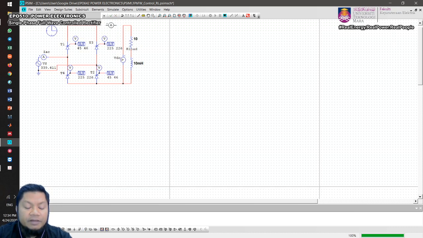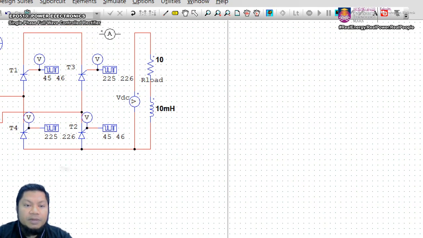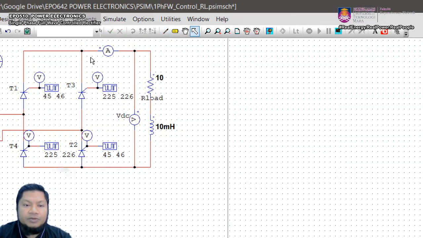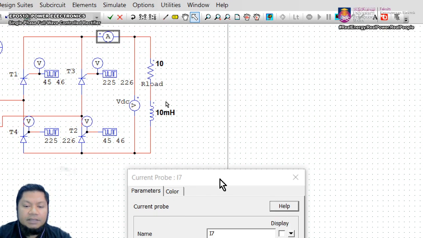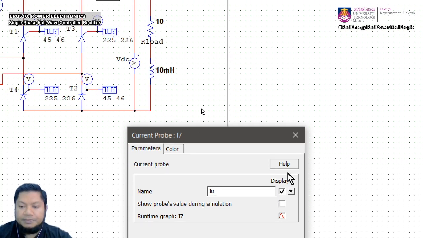Make sure that you have the dot here. The dot of the probe actually tells you where the current flows into the ammeter. Okay, and then the other one, that. I'm going to label this I out, I0, the output current.